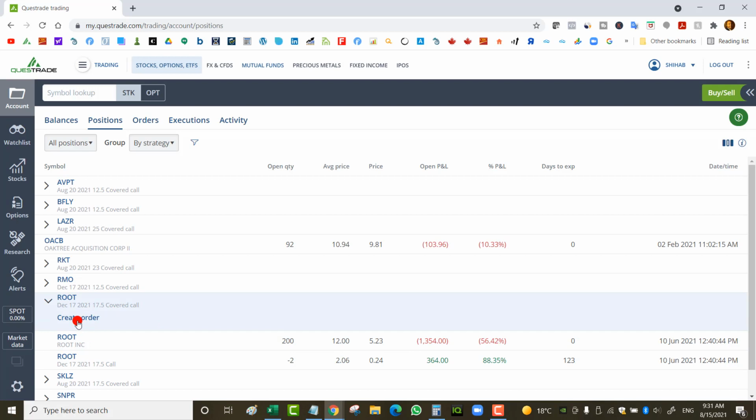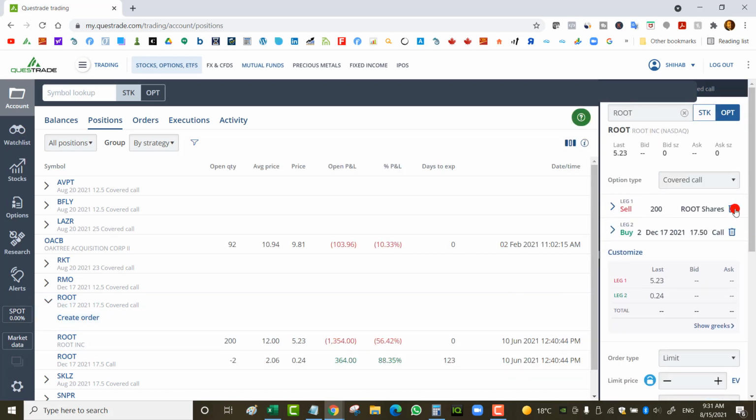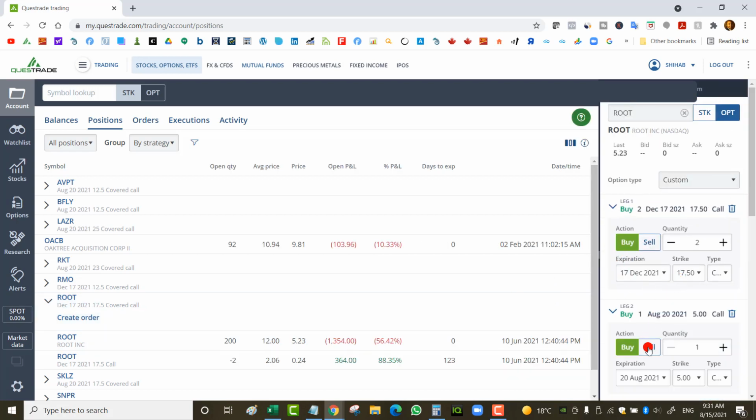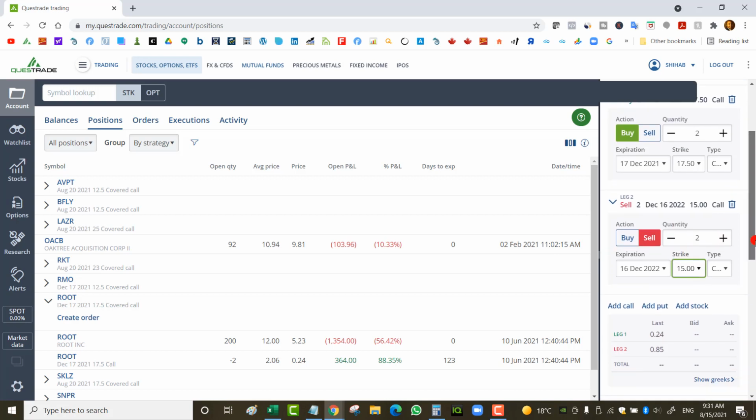So I'm gonna bring here. Let's look at an example here. I would have to buy back the existing calls. I would have to go all the way to the furthest I can go, which is December 2022. I would take a 15 strike, do 2 contracts, and see.